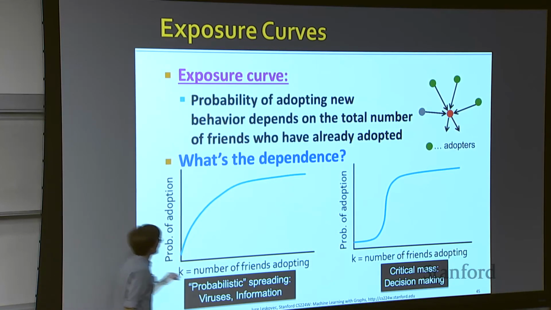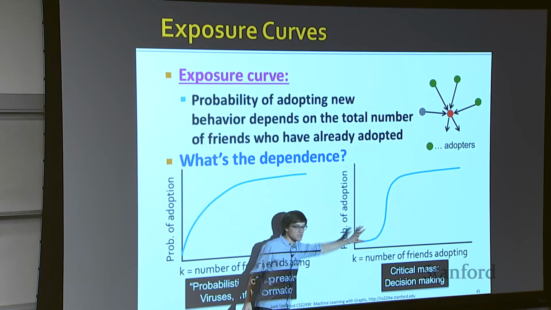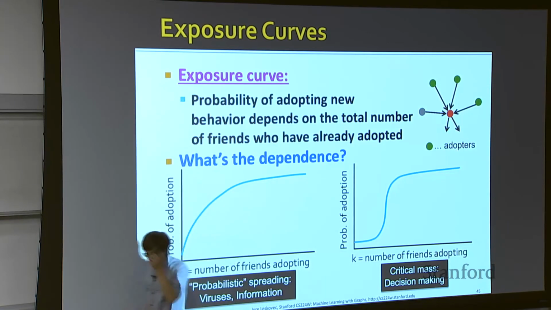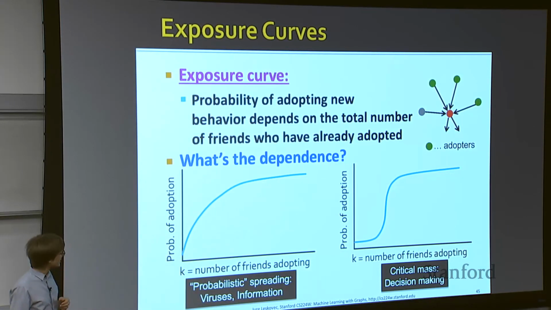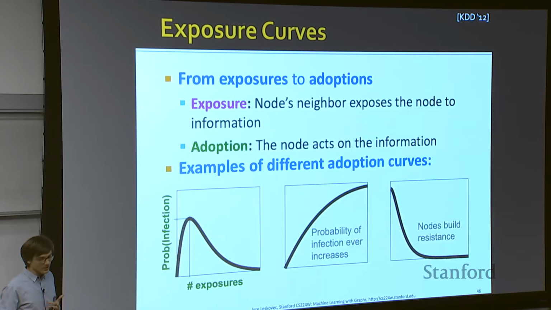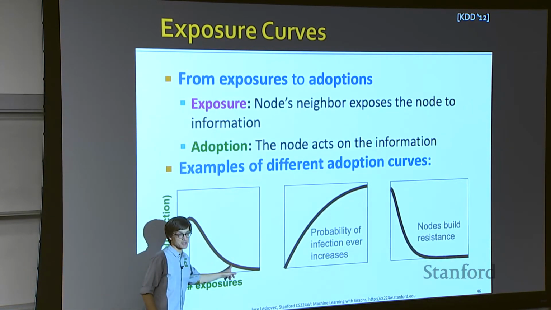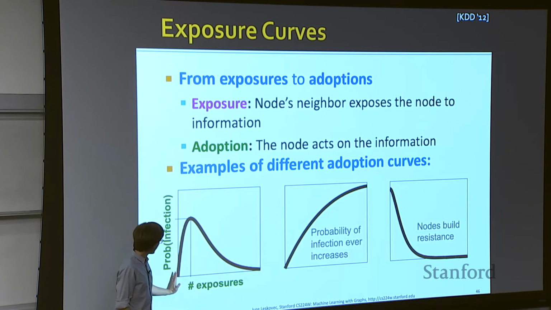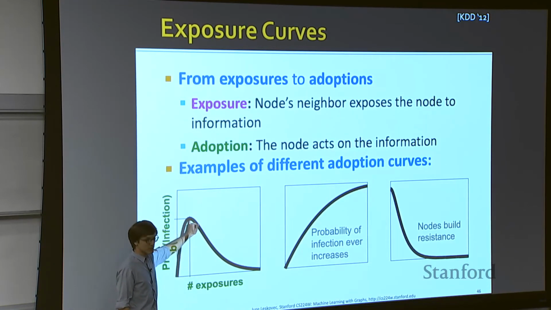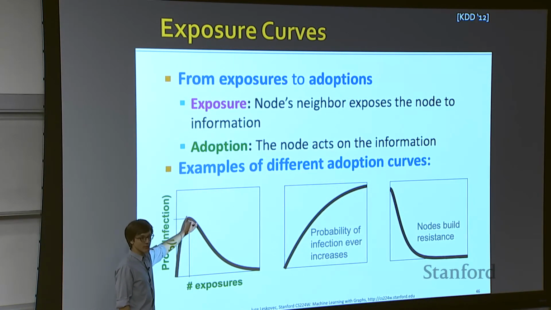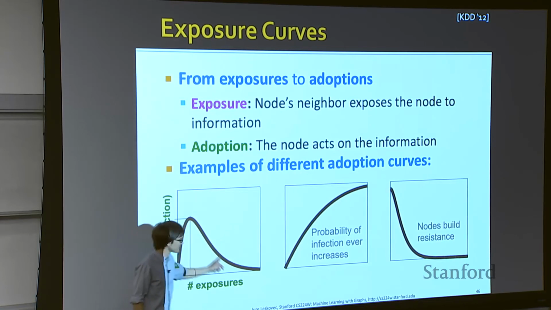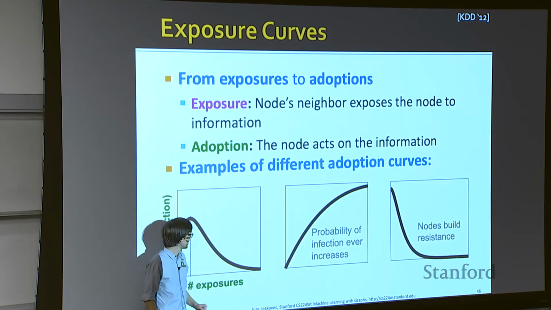Okay, great. So this is decision, this is probabilistic. And then what becomes interesting is that you can make these exposure curves even more interesting. You could have an exposure curve like this. And what this would mean is basically there is some optimal number of exposures when you are most likely to convert. And after that, you just stop paying attention.